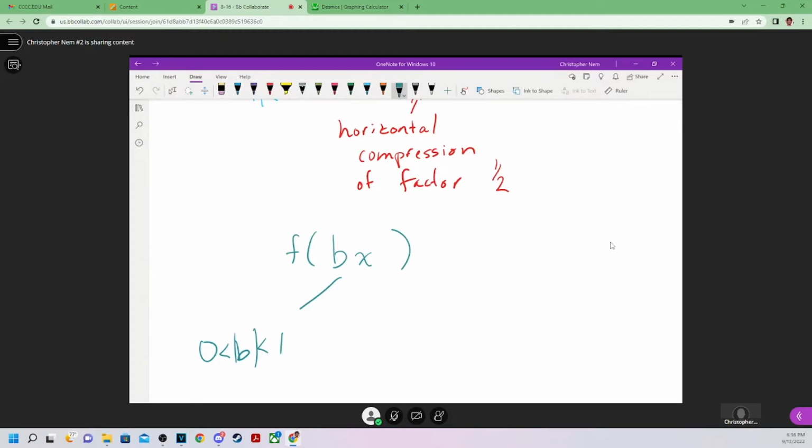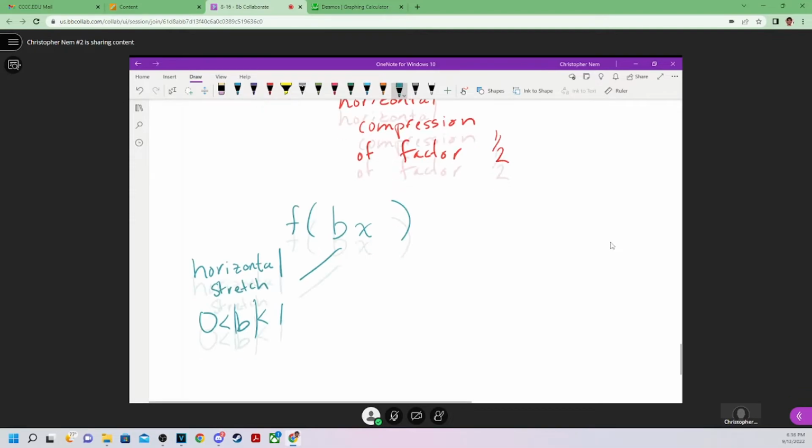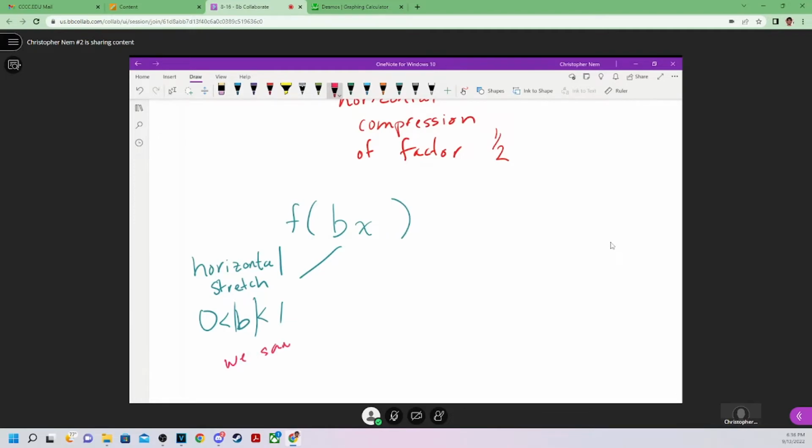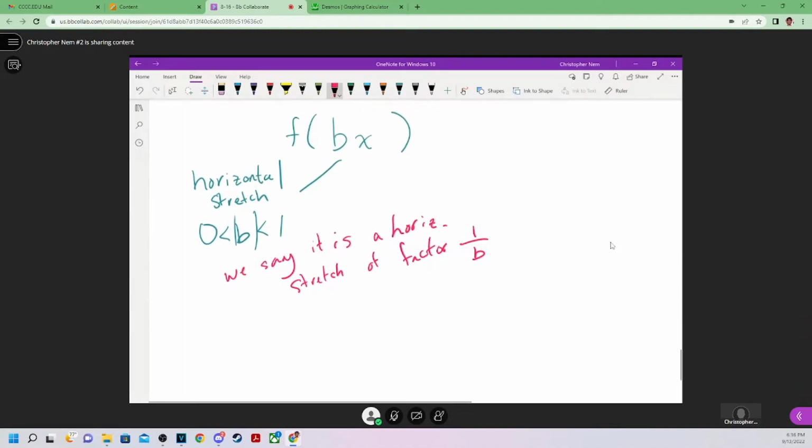Then we say this is a horizontal... Well, earlier I said it would be a vertical compression, but now because it's inside my function, I say it's a horizontal stretch. We say it is a horizontal stretch, factor 1 over b as well. Same rule applies. However, this is going to look a bit tricky because, let's give an example.